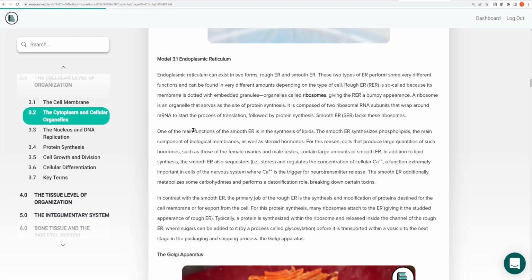Again, the SER, the smooth ER, its main job is the synthesis of lipids. Think phospholipids, right? Those molecules that are the main component of cell membranes are made in the smooth ER. As are steroid hormones, like testosterone, estrogen, progesterone. Those steroid hormones, think of the sex hormones, are also made on the smooth ER.